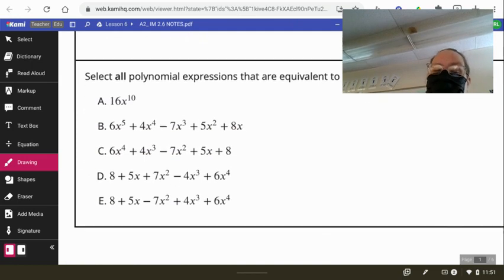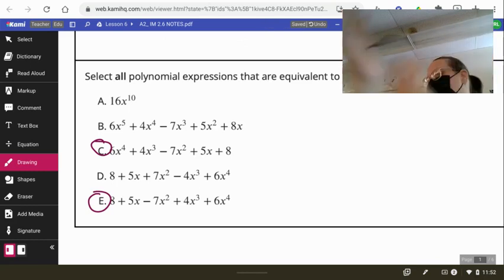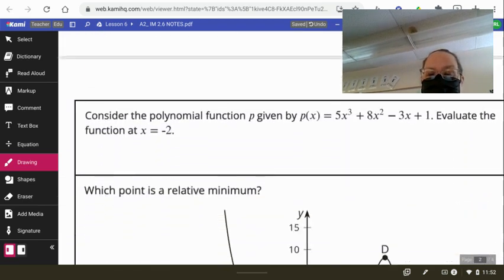All right, the next problem says choose all polynomial expressions that are equivalent, that are equal to, that have the same pieces in it as that one that's given to you. Does anyone see one that's the same? C definitely is. There's another one in here that's equivalent. E. It has all the same pieces, just moved around, right? Because it's addition and subtraction, we can rewrite it. E is just not in standard form. It doesn't go from biggest to smallest, but it has the same values.